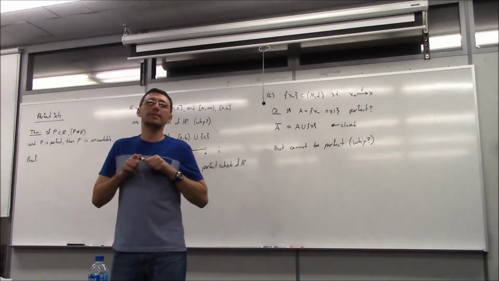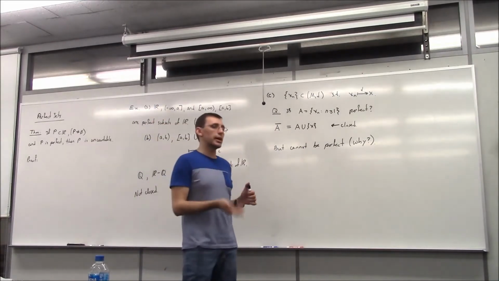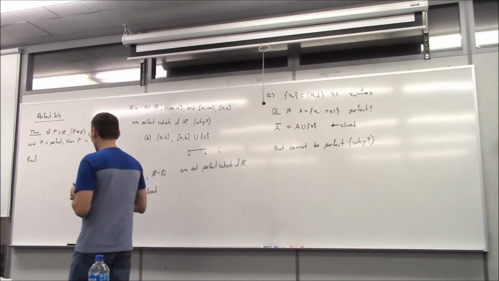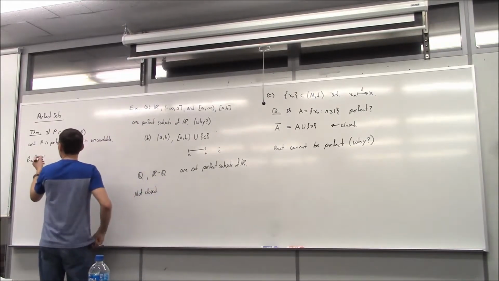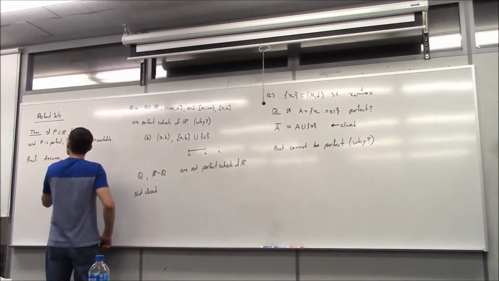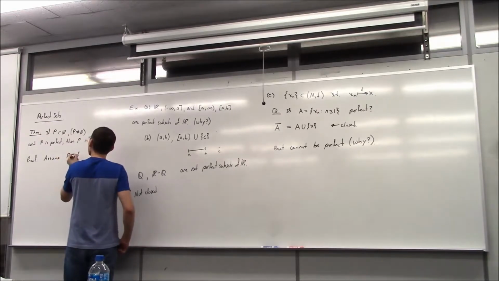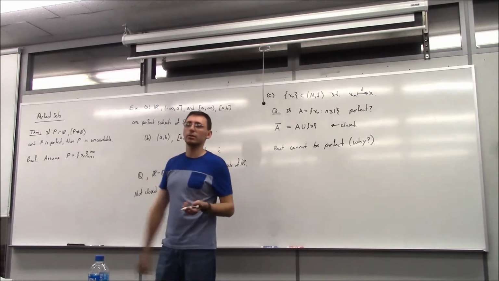Okay? It has to be in R, but you have to be really careful. In R, a perfect set that is not empty is automatically uncountable. How do we know that? Well, we can go by contradiction. Assume P is equal to, let's say, x_n, n equal 1 to infinity. In other words, assume it's countable. Assume I can list all the points in P.